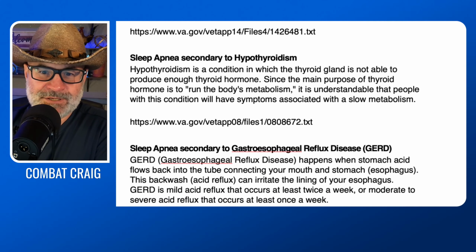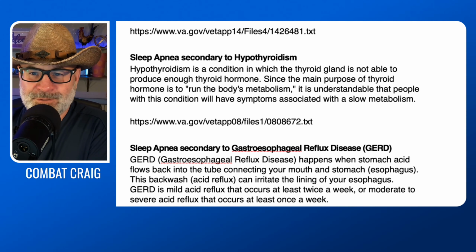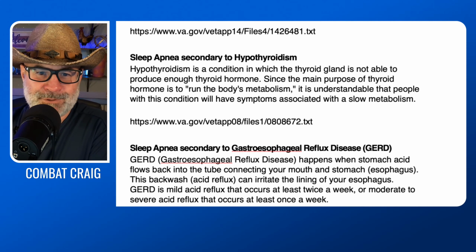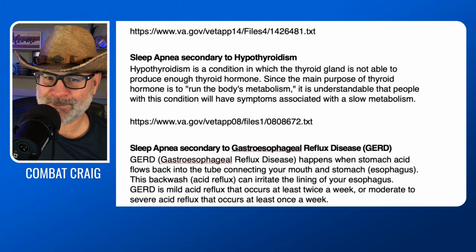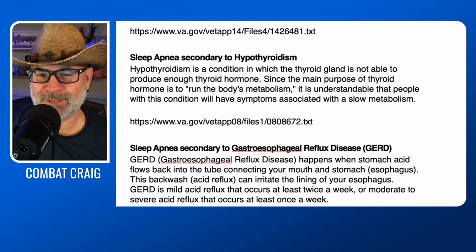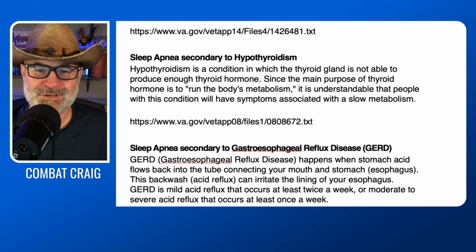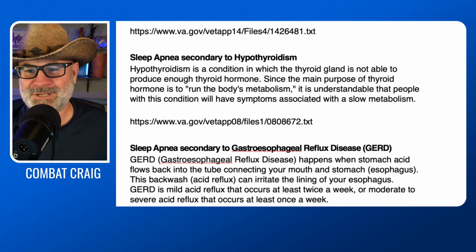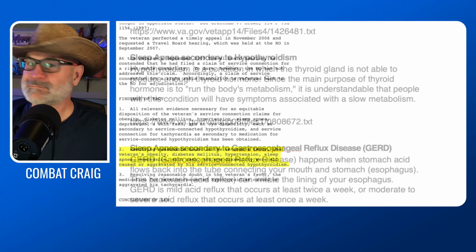Sleep apnea secondary to hyperthyroidism. Hyperthyroidism is a condition in which the thyroid gland is not able to produce enough thyroid hormone. Since the main purpose of thyroid hormone is to run the body's metabolism, it's understandable that people with this condition will have symptoms associated with slow metabolism and potentially the sleep apnea claim.